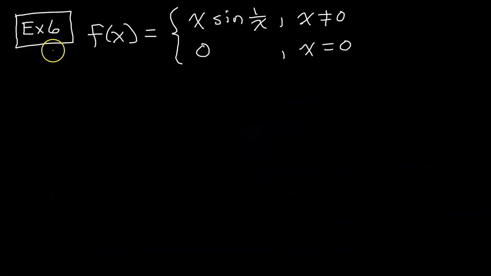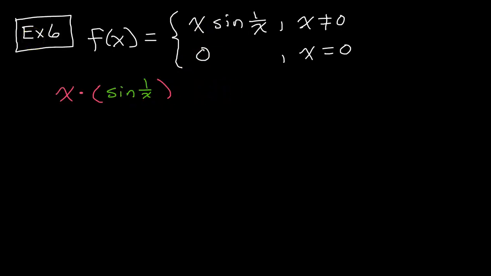Example 6 is identical to example 5, except for now we have this extra x factor in front of the sine of 1 over x. Now, in the previous example, we had a discontinuity at 0. The question is, will this x factor somehow affect that and make the function continuous? So let's focus on this part of the function where we have x times the sine of 1 over x.